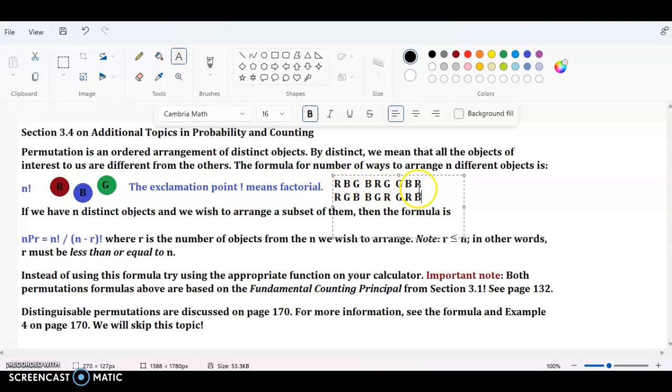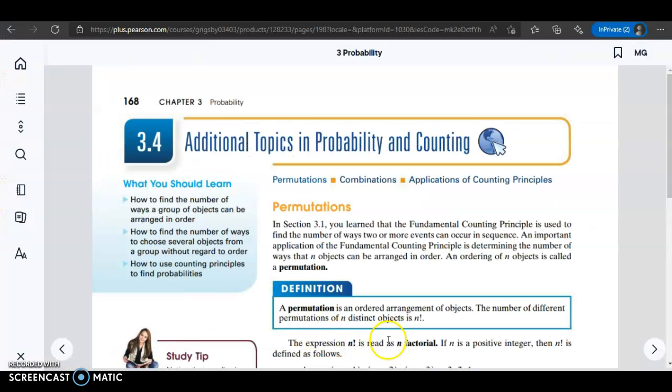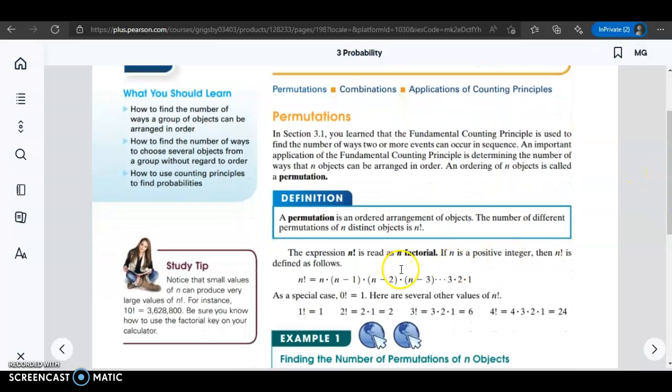These are the possibilities for listing these 3 objects in different orders. Even though we're looking at the same 3 objects, these are all different permutations of them, because each arrangement, such as green, blue, red, or green, red, blue, is in a different order from the others. According to the formula given in the book, the number of different arrangements of n distinct objects is n factorial.